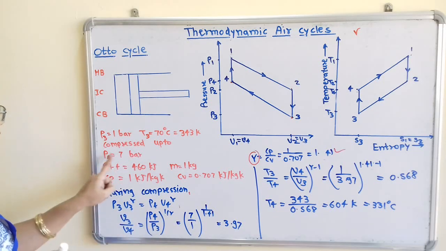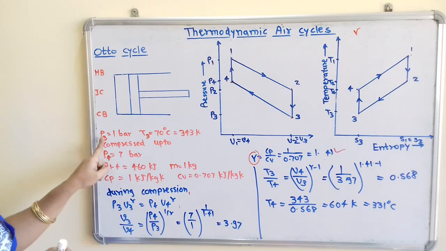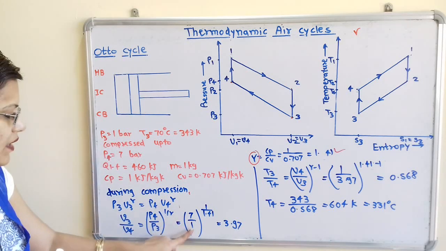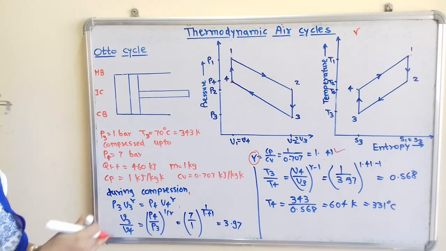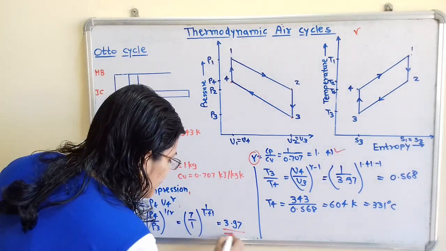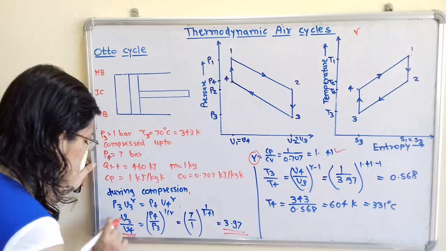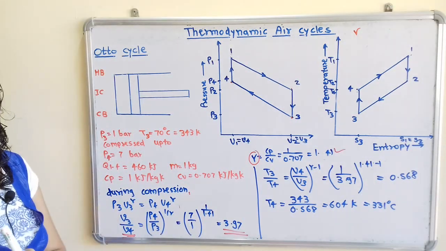Now what is the value of P4? That is 7 bar. And what is the value of P3? That is 1 bar. So 7 by 1 raised to 1 divided by 1.41 is equal to 3.97. So this is the compression ratio, or we can say the value of V3 by V4.